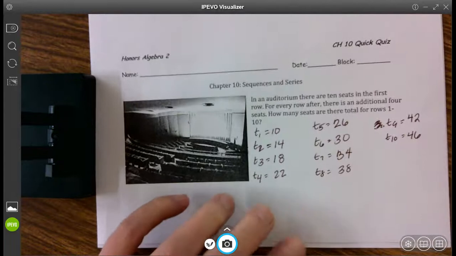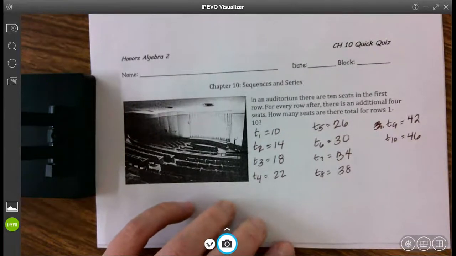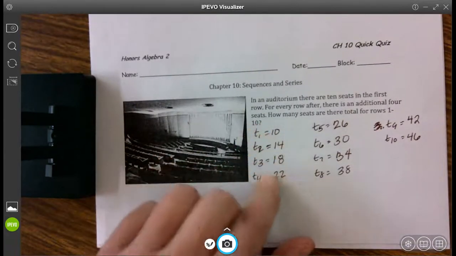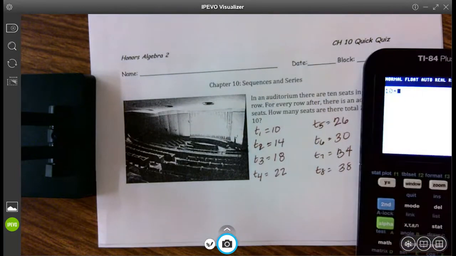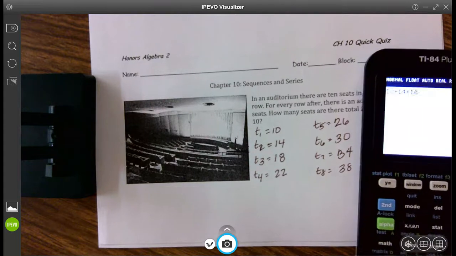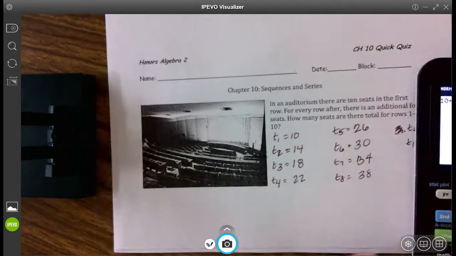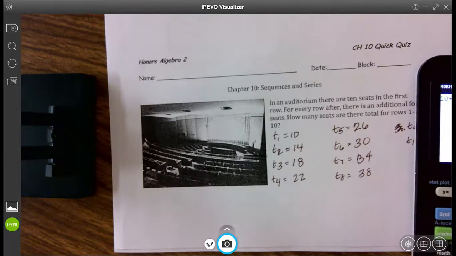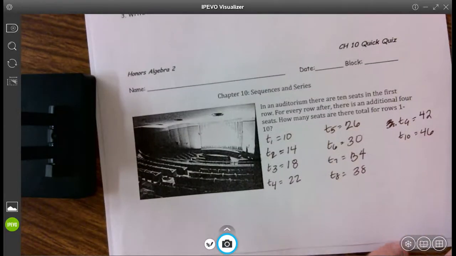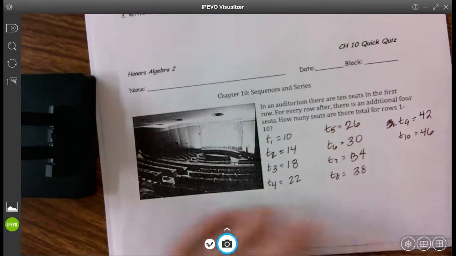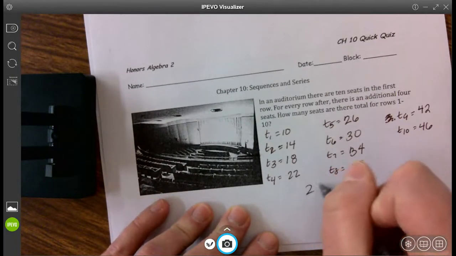Okay. Some people say 46. They want to know the total. So here is an arithmetic sequence, and then we're going to add them up. So 10 plus 14 plus 18 plus 22 plus 26 plus 30 plus 34 plus 38 plus 42 plus 46. That's 280 seats.